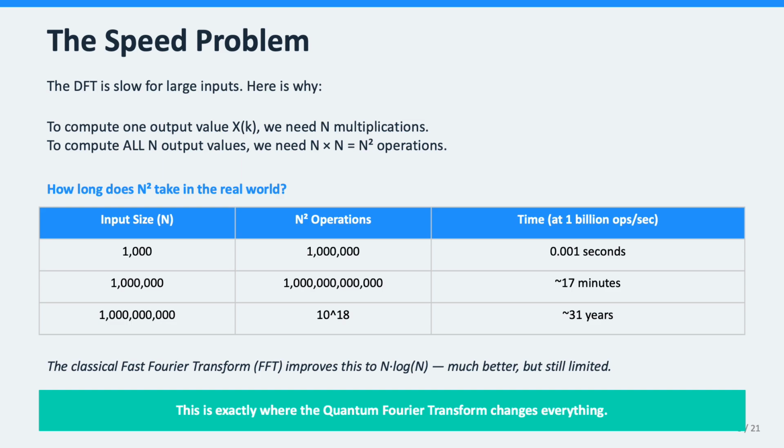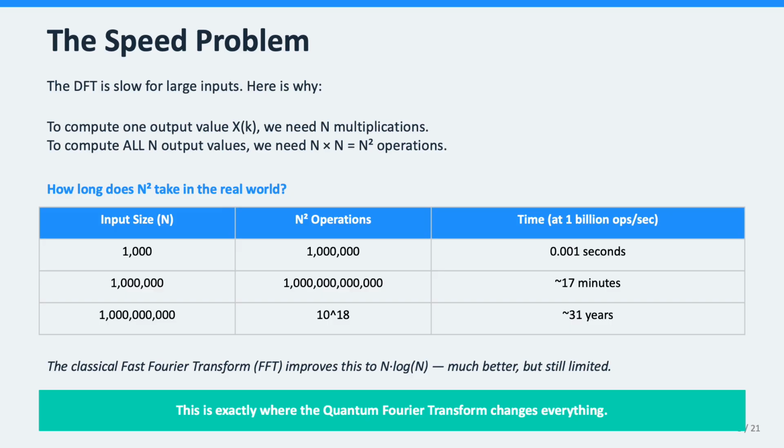So the classical discrete Fourier transform, or DFT, works on a list of numbers. Think of the list as a digital signal, like the recorded volume of a sound sampled thousands of times per second. The DFT produces a new list of the same length, where each number tells us how strongly a particular frequency appears in the original signal.